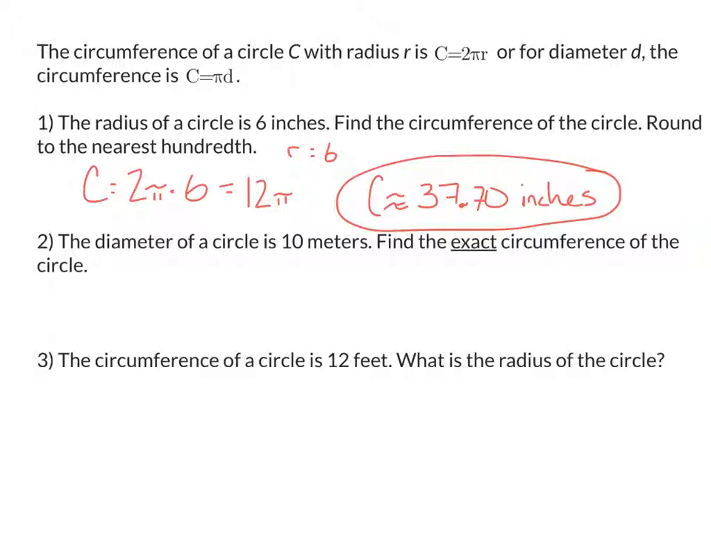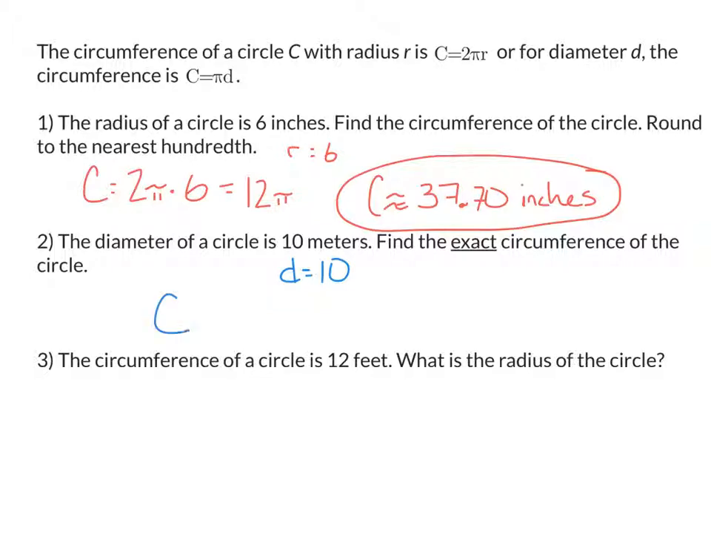In number 2, the diameter is given to us as 10 meters. And in this one, we want to find the exact circumference of the circle. This one's actually easier on us to find the exact version. Since we know the diameter is 10, we know that d is 10. And so we'll use the circumference formula involving the d.